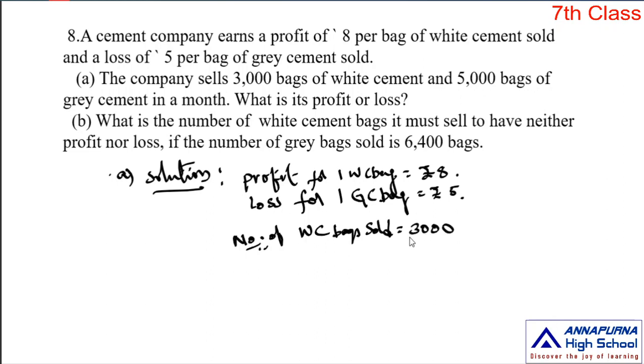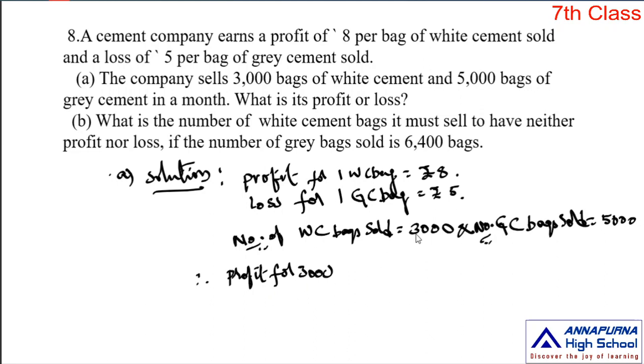3000. And so let me write side by side. Number of grey cement bags sold is equal to how much? 5000. Okay. So therefore, profit for 3000 white cement bags sold. Profit for 3000, this is 3000 white cement bags.